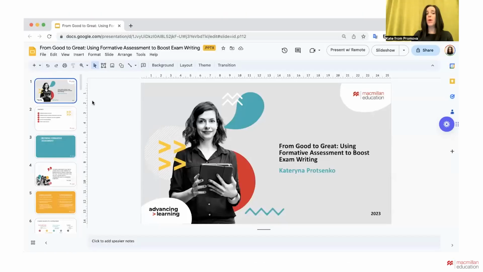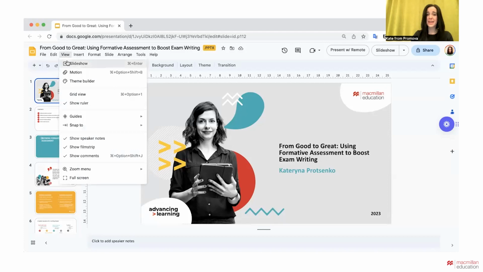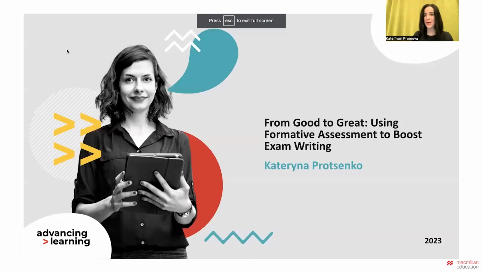Most of the examples I will be using today are based on the B2 and C1 level exams for the Cambridge English exam. However, if you're working with the other levels, things I will be talking about are relevant as well, because the topic for our session today is using formative assessment to boost exam writing.